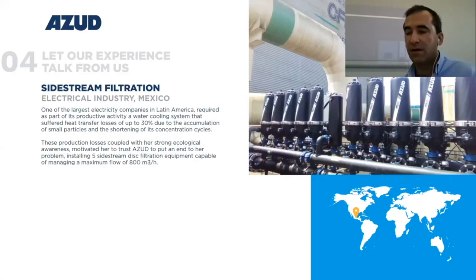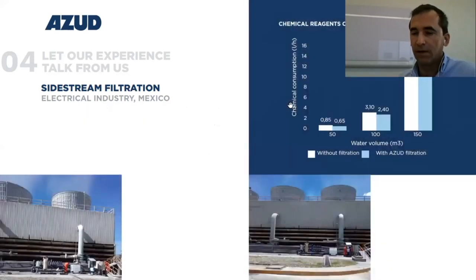So the main problems we were facing here were the high chemical consumption, and the fact that it was not possible to maintain a constant water quality. With all these problems, AZUD was contacted to improve the performance of the refrigeration system. Our proposal was a side stream filtration for each system of 10% of the total volume at 50 micron. In this way, we managed to maintain TSS levels below 5 ppm by removing the suspended solids.